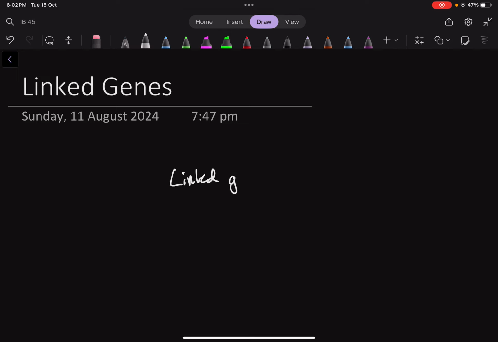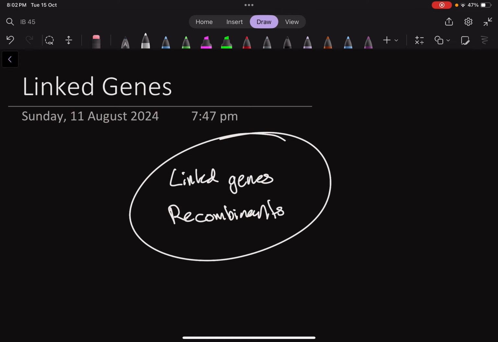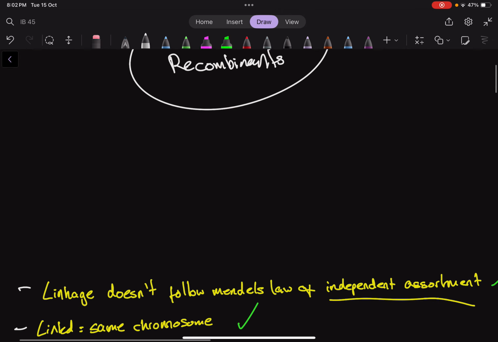Alright, just a quick video on linked genes and identifying recombinants and that kind of thing. So let's get on with it. First off, a few definitions.